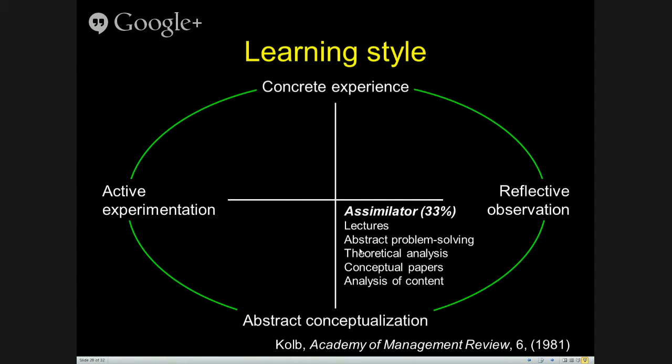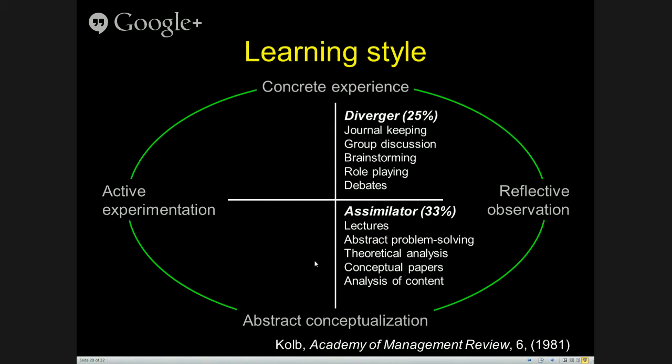Depending on what your preferences are on those four groups, you can be classified into different types of learner. The first type of learner is the simulator. They like reflective observation and abstract ideas and integrate this. This accounts for 33% of the population. The second group is the diverger. It consists of 25% of the population, and they like a concrete experience, but also like to reflect on what they've just learned. So they like techniques such as group discussions, keeping a journal, brainstorming, role-playing, and debates.